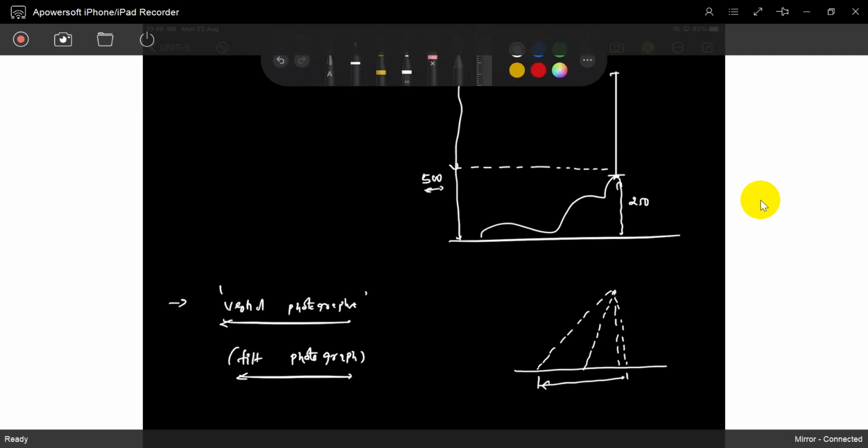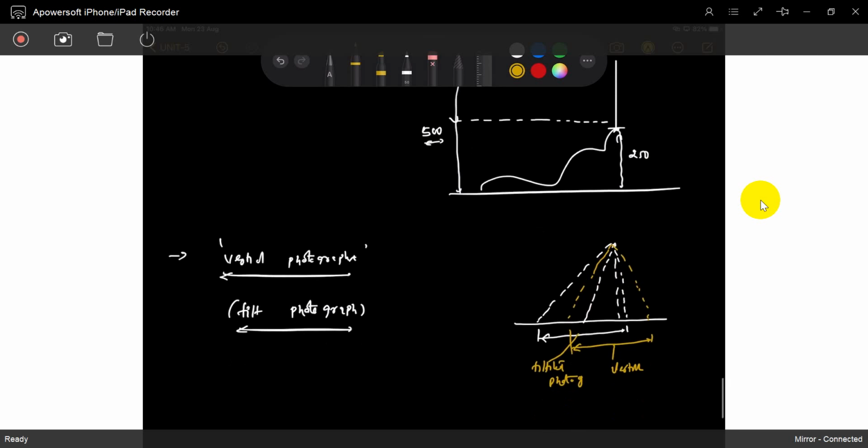Otherwise, if you take a vertical photograph, maybe this is the area. This is what a vertical photograph captures, and this is what a tilted photograph captures. Do you understand? So if you analyze the tilted photograph, the derivations and pictorial representation, you can't imagine or understand them.